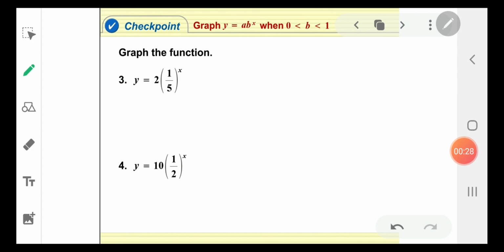Again, pause the video and graph those functions. I can give you some hints. Here, the y-intercept would be the 2. Okay. Use table of values. Use a square paper. Graph it. Here, number 4, the y-intercept would be 10. It would be a large number, and then all the numbers would be smaller than this one.